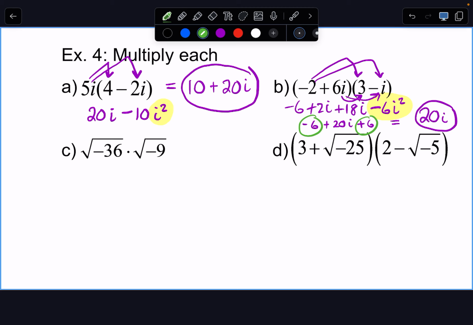Ooh, what is negative square root of negative 36? 6i. Bam. Times square root of negative 9? 3i. Let's go. What's 6 times 3? 18. i times i. i squared. What is i squared? Let's go. Woo!